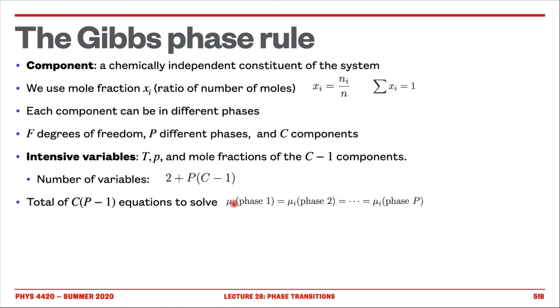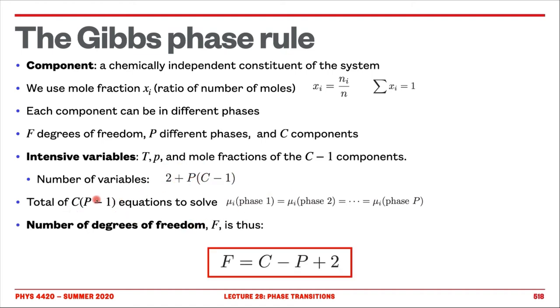And we have that for each component. So in other words, we have C times (P minus 1) equations to solve. The minus 1 here has nothing to do with the minus 1 in the other term. This minus 1 is the fact that if I have P phases, I have P minus 1 equations. For example, if you have only 2 phases, you only have 1 equation. Anyways, these are equations, so an equation means that you can find a variable as a function of another one. So the total number of degrees of freedom is reduced by this. So the number of degrees of freedom will be 2 plus P times (C minus 1) minus C times (P minus 1), which gives me this important result, the Gibbs phase rule, that tells me the number of degrees of freedom is the number of components minus the number of phases plus 2. So these are basically the type of information that I need to describe my phase transitions.